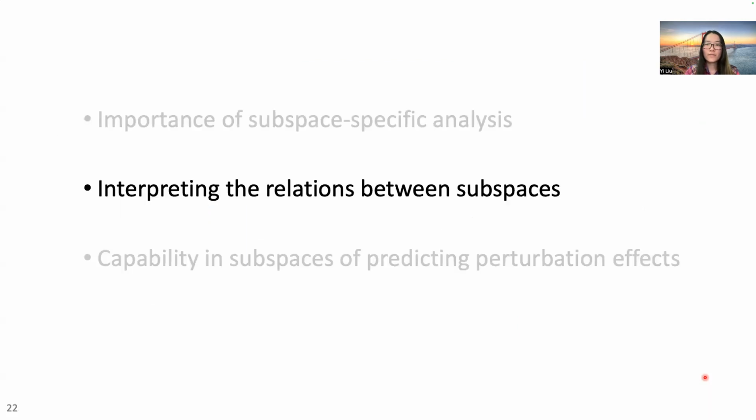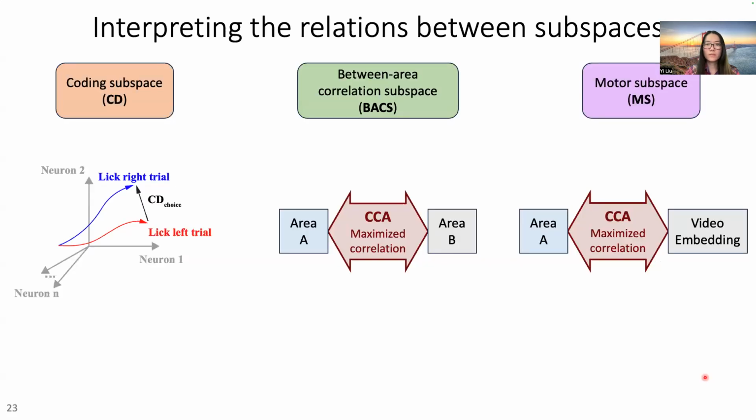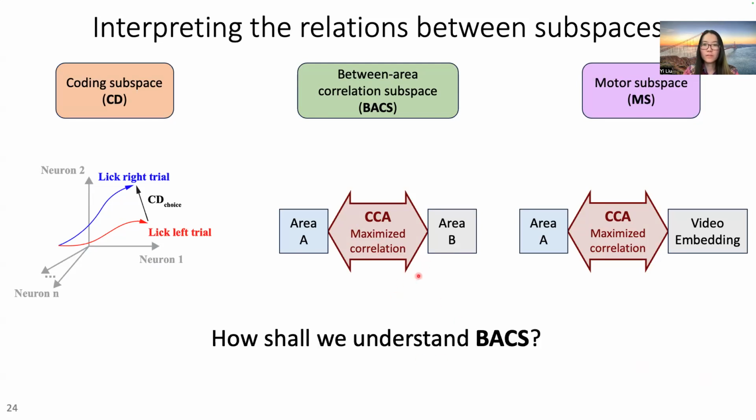Now that we have identified and examined the 3 subspaces, we wonder what the relations between the subspaces are and how we shall interpret them. Let's first go back to the definition of the subspaces. As I mentioned before, BACS is defined by canonical correlation analysis, which maximizes correlation. While CD encodes task-related variables and MS encodes movement, it is hard to interpret the meaning of BACS.